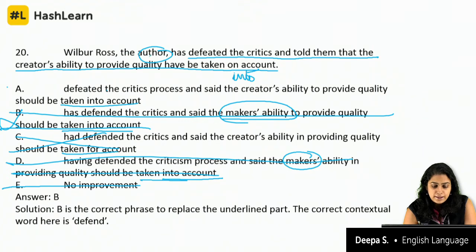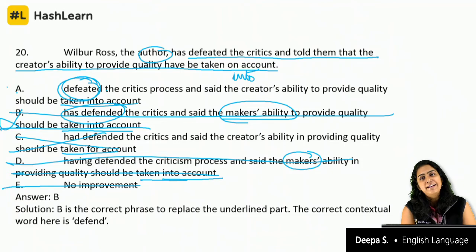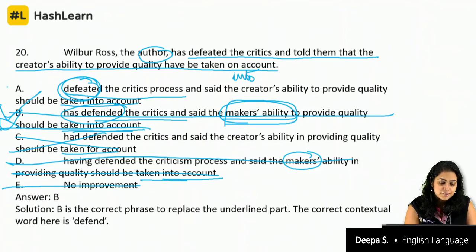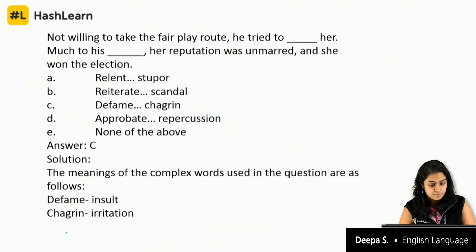Look at this. Wilbur Ross, the author, has defeated the critics. Now, defeated and defended. What do you think is the, look at this. B has defended, A has defeated. Now I defend someone's right to enter a certain place. Okay, defeat a process versus defend the critics. B is what you intend saying. Wilbur Ross, the author, defends the critic who says the ability to provide quality should be taken into account. Okay, so here we just let go of the maker versus creator debate, because defeated is so wrong here, so it has to be defended indeed. B is the answer.